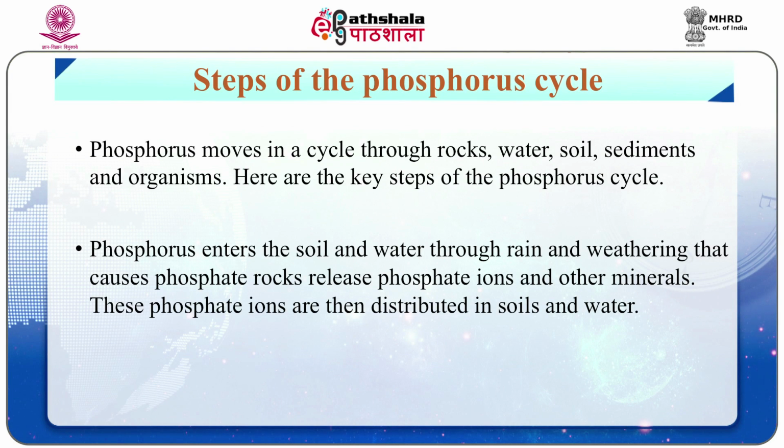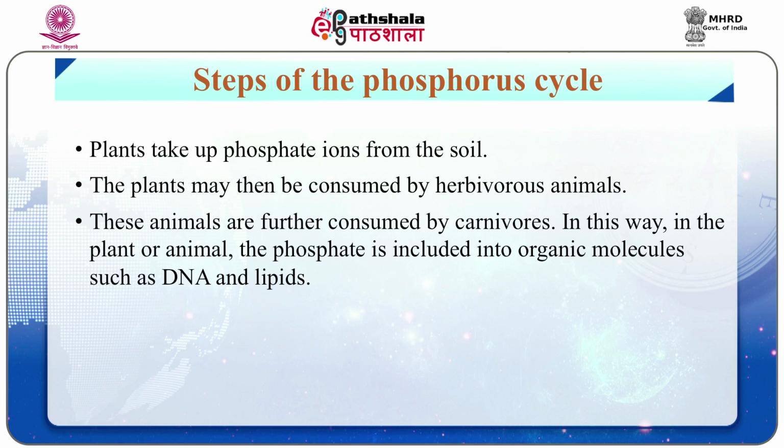Steps of the phosphorus cycle. Phosphorus moves in a cycle through rock, water, soil, sediment and organisms. Here are the key steps of the phosphorus cycle. Phosphorus enters the soil and water through rain and weathering that causes phosphate rocks to release phosphate ions and other minerals. These phosphate ions are then distributed in soil and water. Plants take up phosphate ions from the soil.